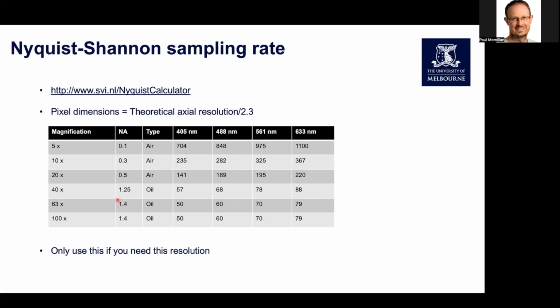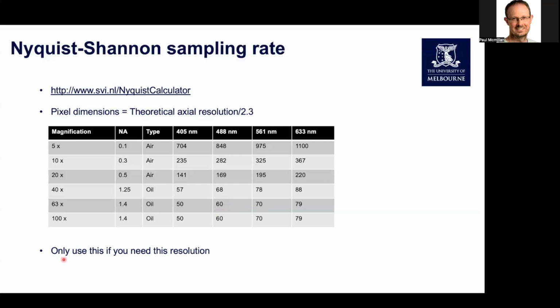So if we go back to this table example again, and we're on the 1.4 NA 63X objective, again, this is a theoretical value, it's suggesting something like 60 nanometer pixel sizes. This is to get the best possible resolution you can get out of that microscope. So on the confocal, you could go down to 20 nanometer pixel sizes, but you're not going to get increased resolution from that. You're just oversampling.